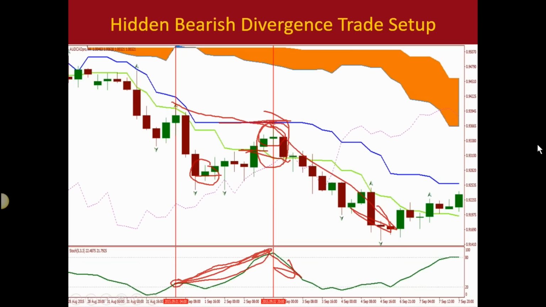And this is all daily time frame right here. You could, I love to trade the 4-hour time frame, but this is all daily time frame pretty much.